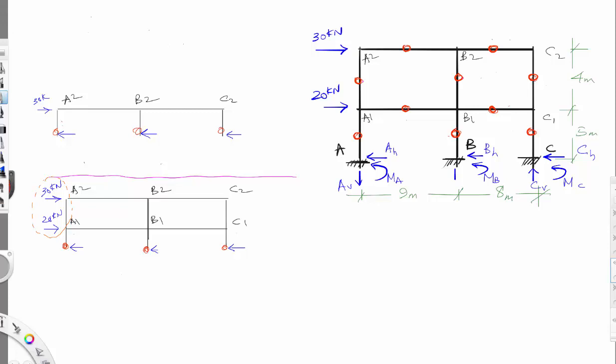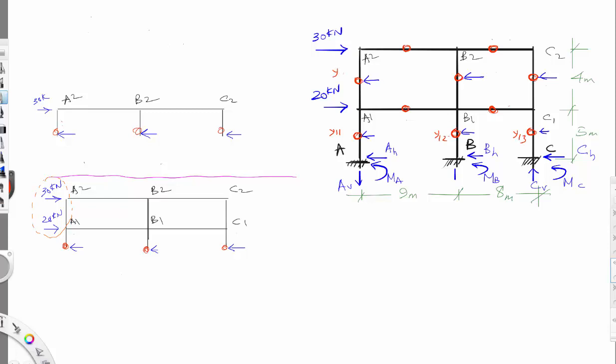So step number one is to break down this structure here and here to calculate the forces at this and this, this and this and this and this. We'll name these joints. So this will be Y11. This is Y12, and this is Y13.